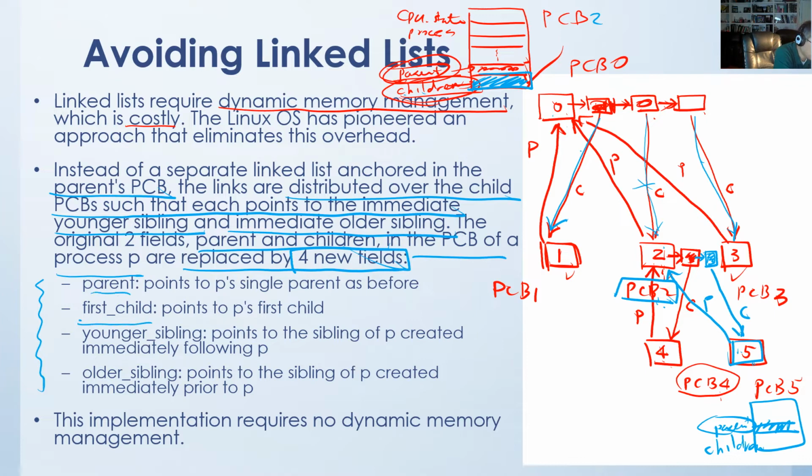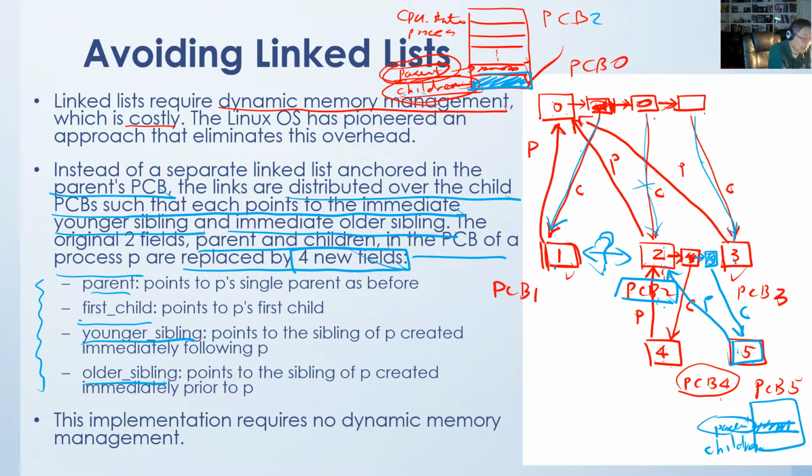And then in the earlier implementation, there's no relationship between the children. Parent, process 1, process 2, process 3, they are pretty much isolated. So there's no relationship. In this new implementation, there are links between the younger and older siblings. So process 1, 2, 3, these three processes are siblings, so they actually point to each other, using the younger sibling and the older sibling.